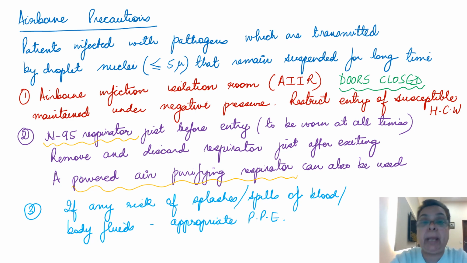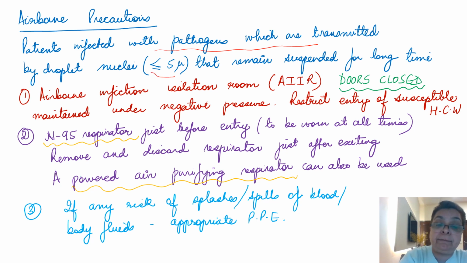Next, we move on to airborne precautions. These are to be followed for patients who are infected with pathogens which are transmitted by very, very small droplet nuclei. Okay, so aerosols which are very tiny, less than or equal to 5 microns, which remain suspended in our environment for a long time, right? So for them, we are going to take airborne precautions. So what are the steps?